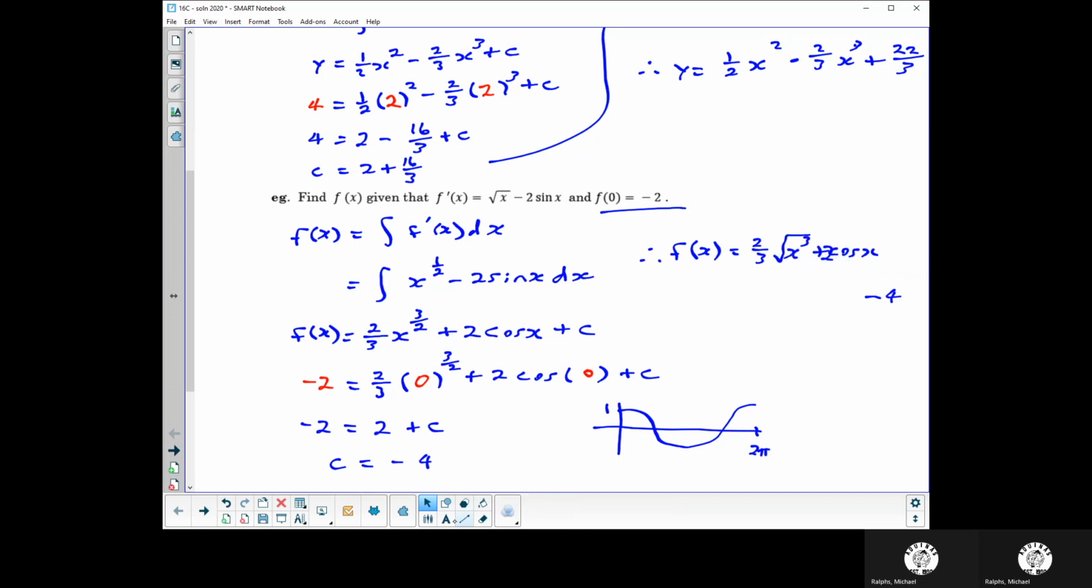Whoa. And actually, I'll just rewrite this just to make it look a little bit better. Okay, so there's the function: 2/3 root x cubed plus 2 cosine x minus 4. And we'll move on to the last example now.